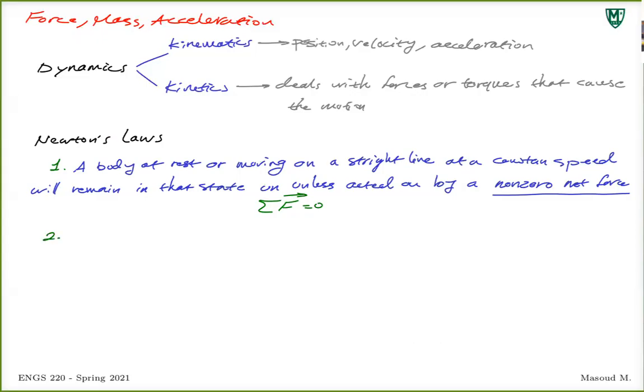Now the second law expands on what the first law is saying. What happens if the summation of force is not equal to zero? How do we study the motion of an object when the net force applied to it is not zero? That's where Newton's second law comes in: if the net force is non-zero, then the object is going to start accelerating, and the acceleration is proportional to force and the mass of the object. The heavier it is, and the smaller the force, the lower the acceleration.